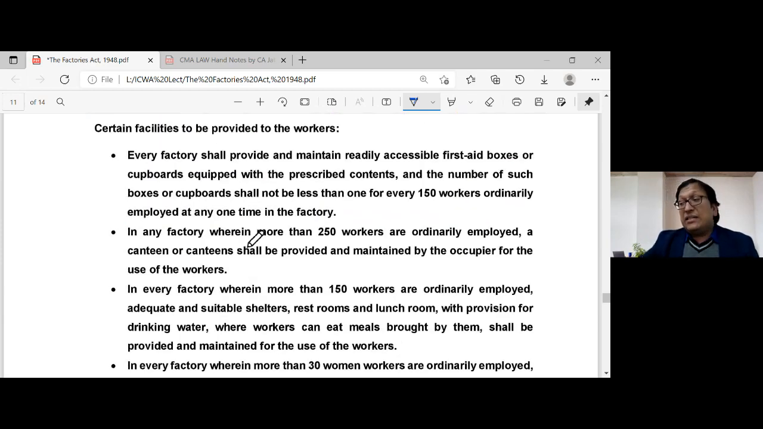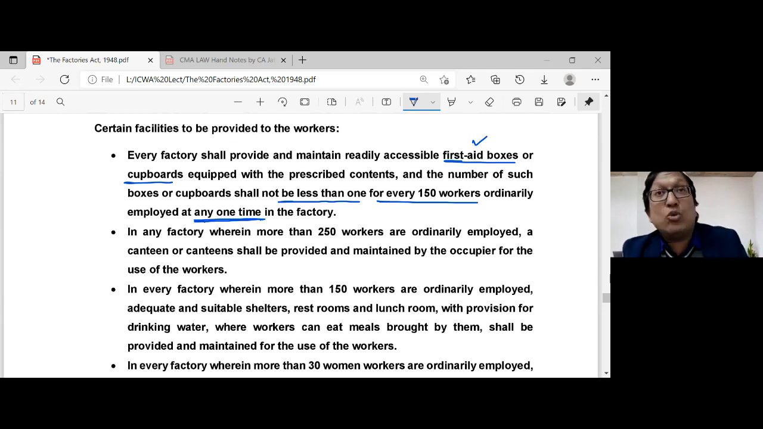Then the law says there must be some welfare measures for workers. First, every factory shall provide and maintain readily accessible first aid boxes or cupboards equipped with the prescribed contents, and the number of such boxes should be not less than one for every 150 workers employed at any one time in the factory.